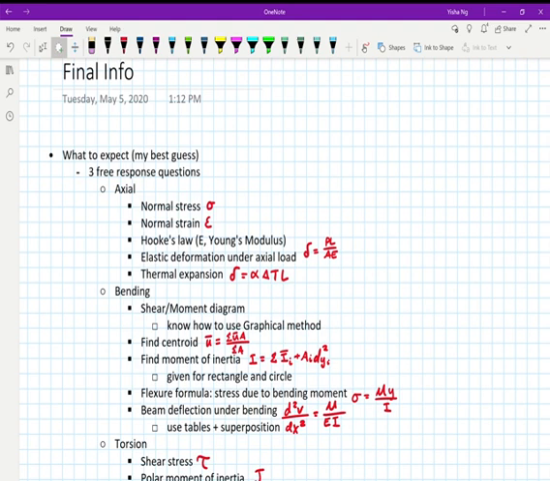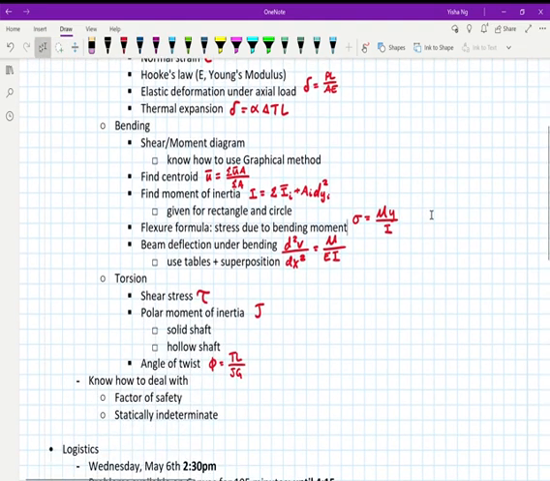You should also know the flexure formula, which is stress due to bending moment. Sigma is equal to My over I. And then the last thing you might have to do is beam deflection under bending. So that would be involving the bending tables that we did at the end of the semester, using superposition or using method of integration.